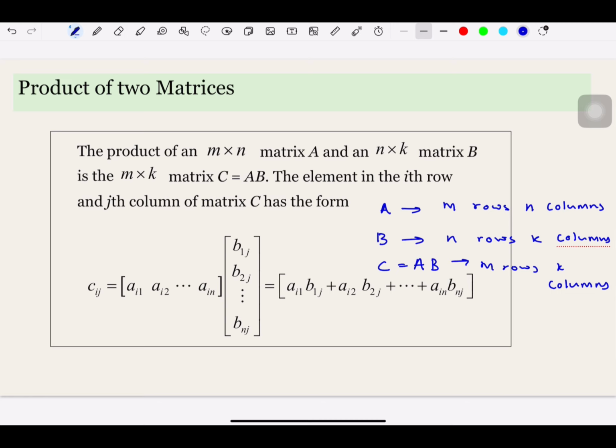So this is your result. Your answer will be a matrix of m rows and k columns. So the next question is, how do we multiply them together? This is the basic idea.